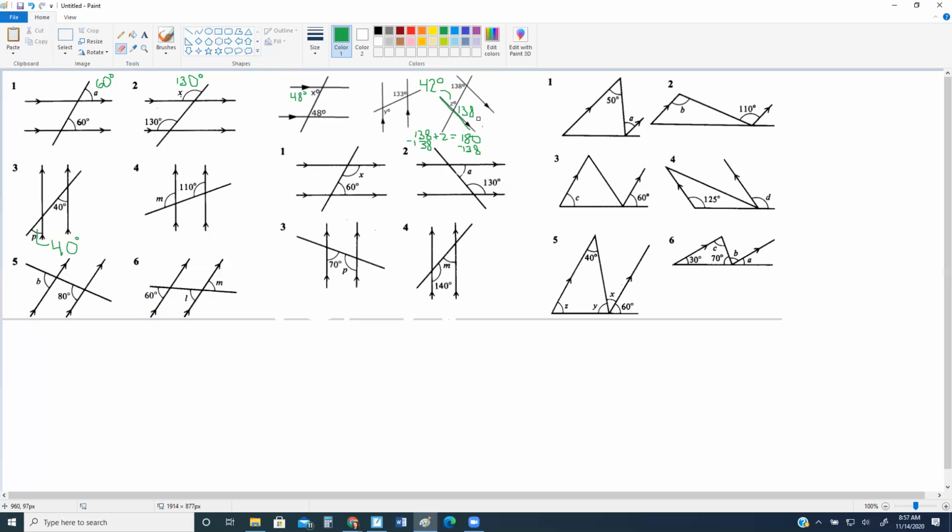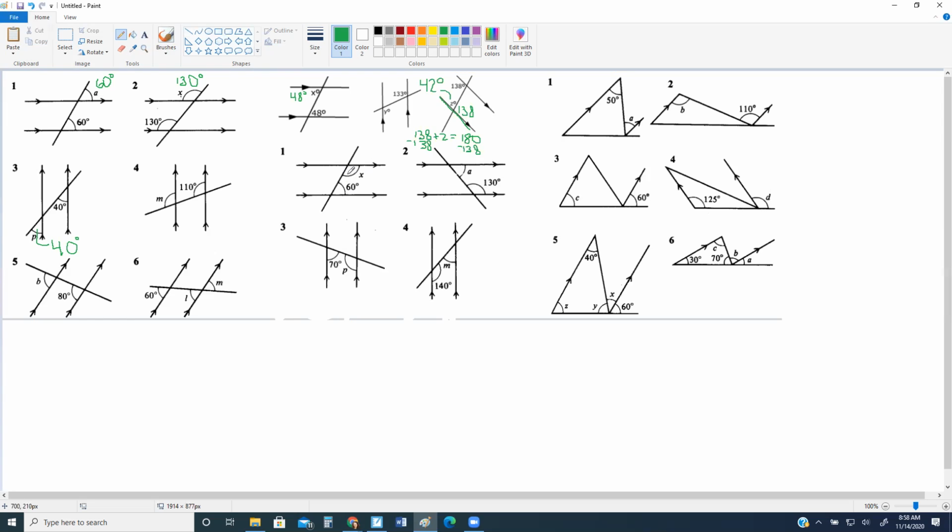Let's do, I don't think we're going to do all of these, but these are a good little review for your review. Let's do one more. So here we have, this is 60 degrees. This is x. It's on the same side of the transversal, so we know it's not congruent. You can see that it's not congruent, right?